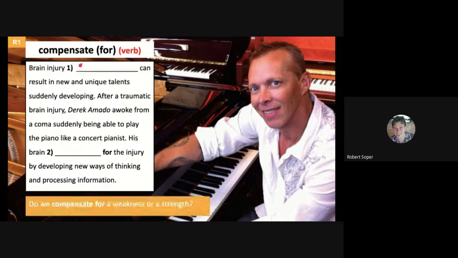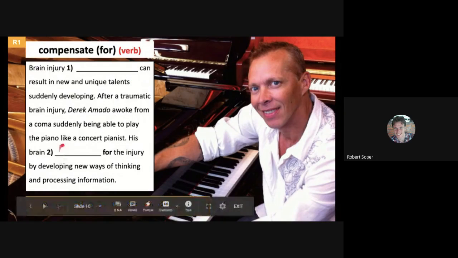So let's go up to number one. The correct answer here was compensation. We were using the noun. And again, this is just realizing that our noun should be coming on the end of our subject before our verb construction. So brain injury compensation.